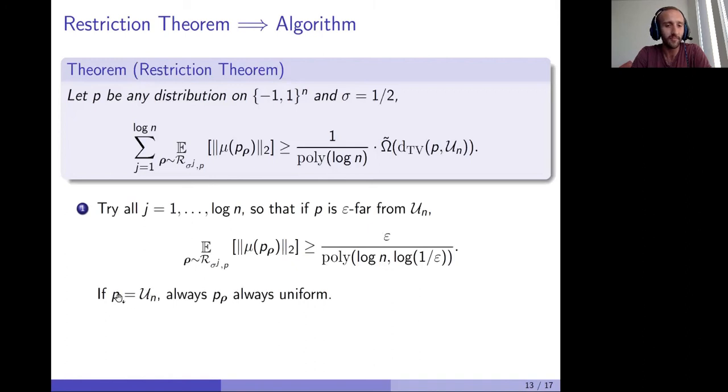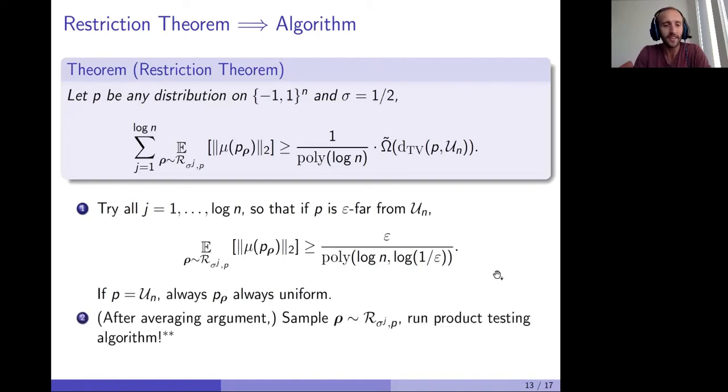And notice that if p was indeed the uniform distribution, then any restriction will be uniform. And now the point is that after an averaging argument, we'll sample this particular row, and we can run the algorithm of the product testing case. In some sense, we have the property of a lower bound on the Euclidean norm of the mean vector, which will then allow us to distinguish from samples conditioned on lying in this particular restriction. And that's pretty much the algorithm, up to some caveats.